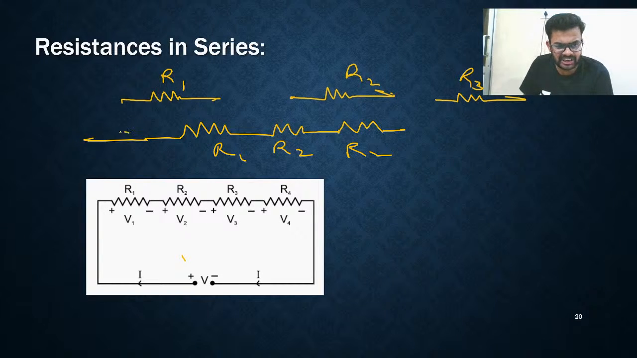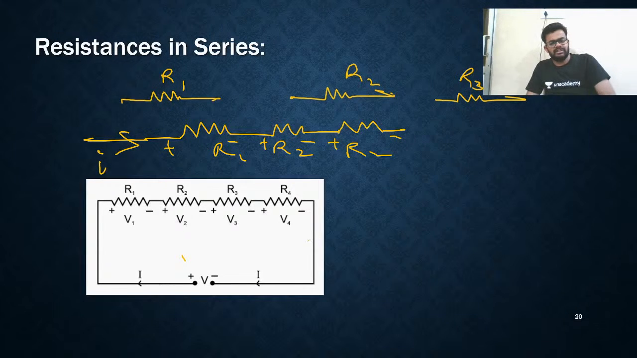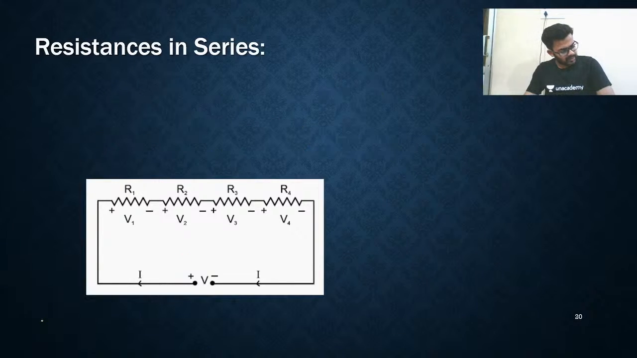Let's say current is flowing like this. I will say here will be plus, here minus, here plus, here minus, here plus, here minus. So this is called series resistance. In series resistance, current in all resistances will be the same.